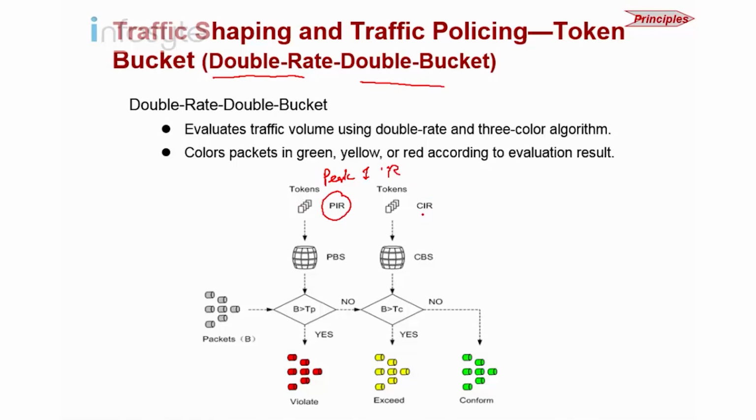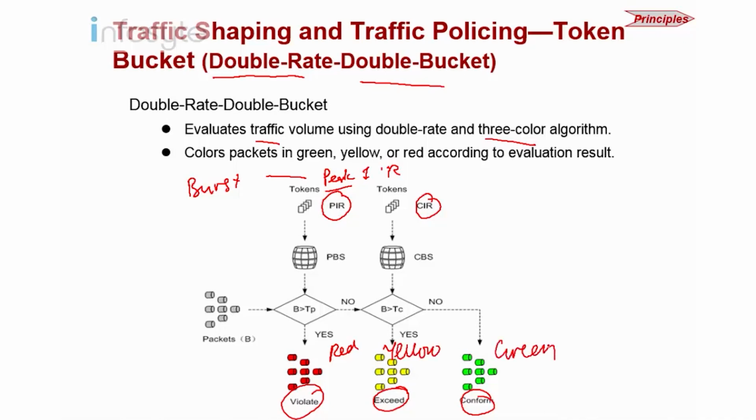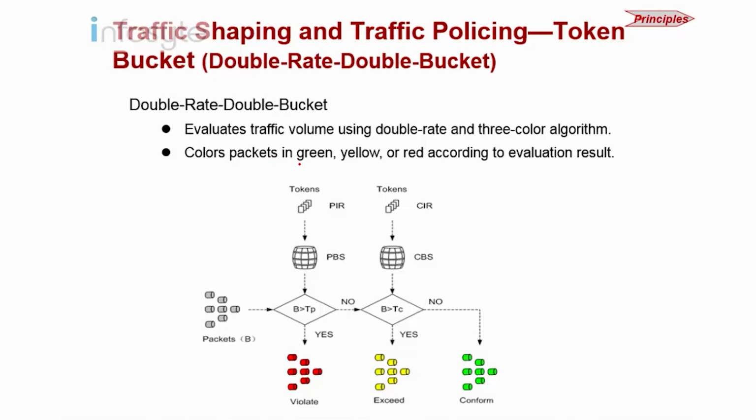rate. Alright, the CIR is the normal CIR. Now the peak information rate is mainly used for burst. Okay, and here we are going to evaluate the traffic based on color, and we have three colors here: violate, exceed, and conform, which are red, yellow, and green. So the color over here evaluates the result. Red is violate, yellow is exceed, and green is conform.